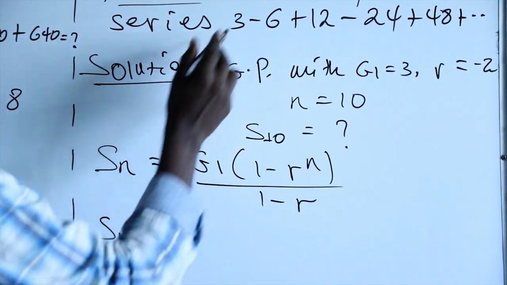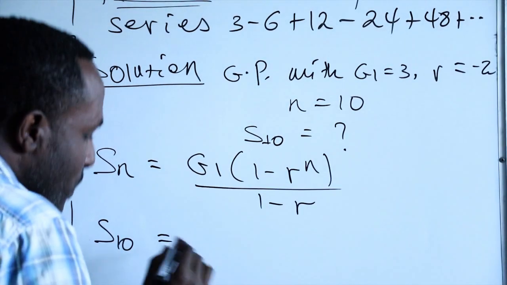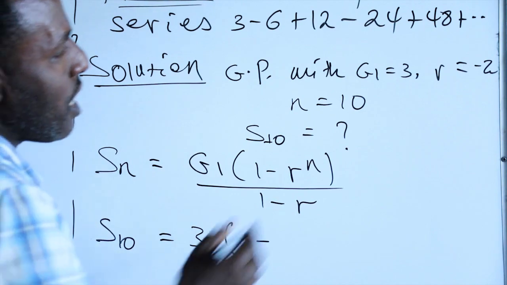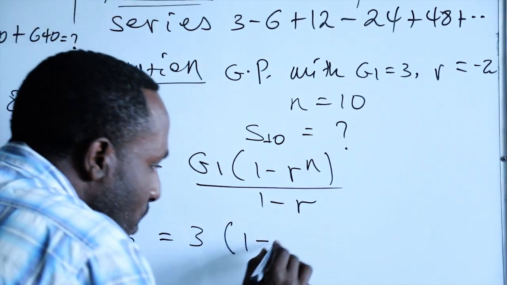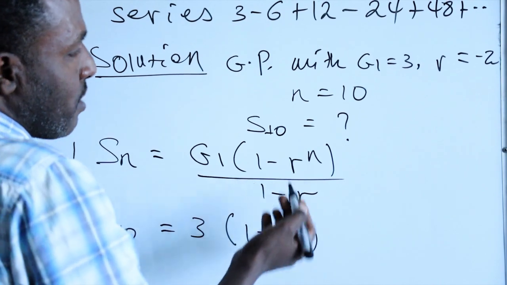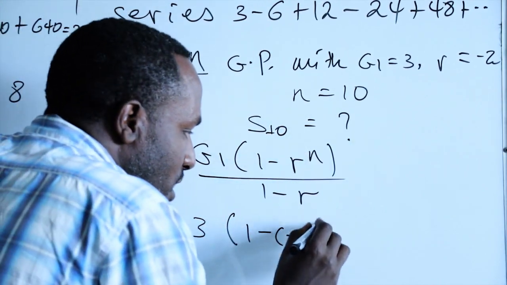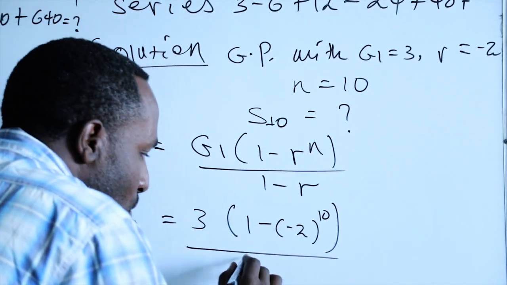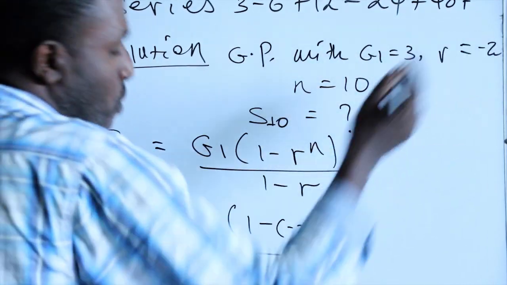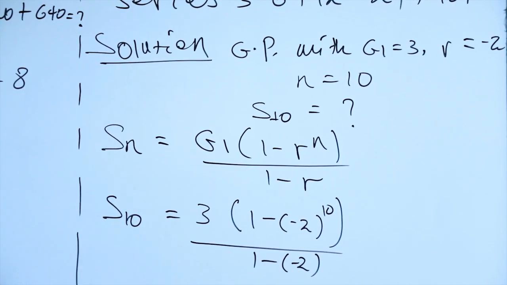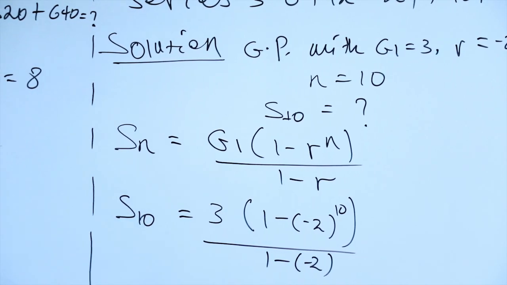So the first term G1 is equal to 3. So 3 into 1 minus the common ratio r, which is -2, so -2 to the power of n, but the value of n is 10. All this over 1 minus r, and 1 minus r is given also, which is -2. What's left is to simplify all these expressions.